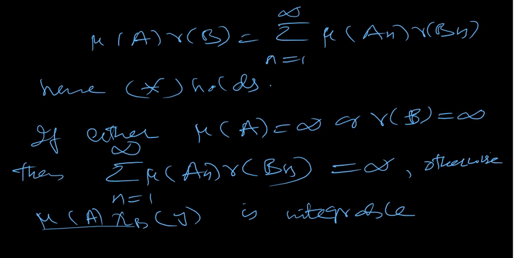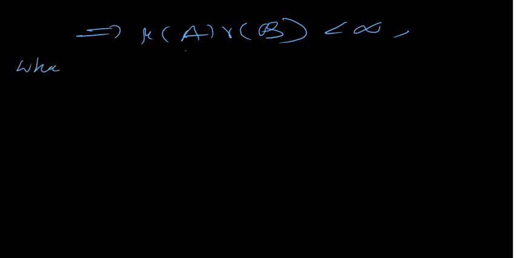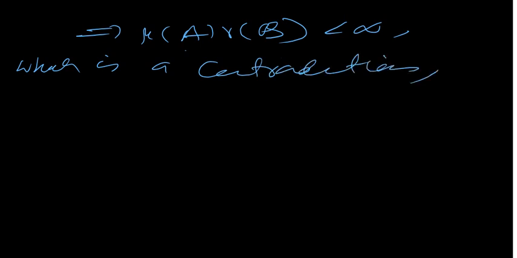So which means that its integral is equal to mu of A into nu of B, which implies that mu of A into nu of B is finite, which is a contradiction, because either this is infinity or this is infinity, so one of them, and they are both positive also, and one of them is infinity, so the product must be equal to infinity, which is a contradiction, as mu of A into nu of B is equal to infinity.